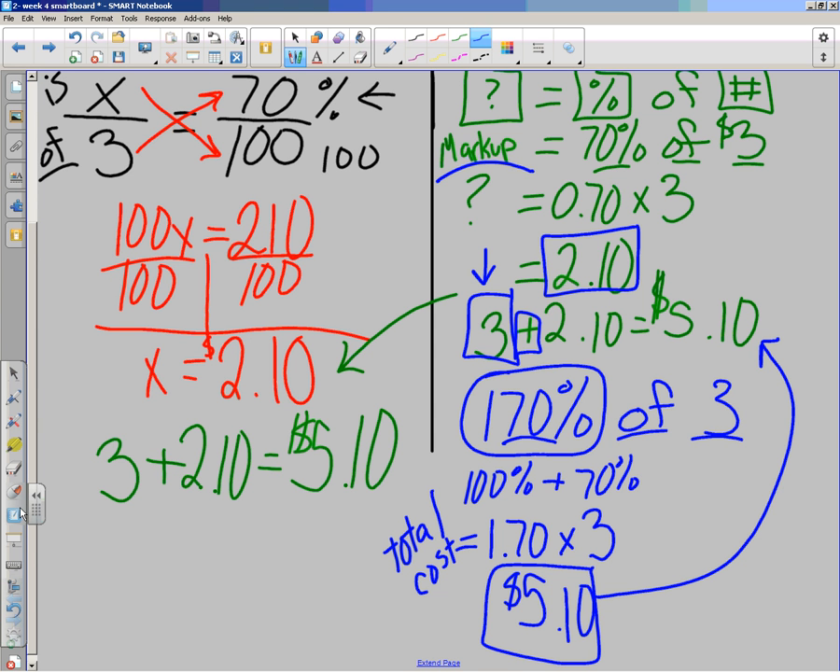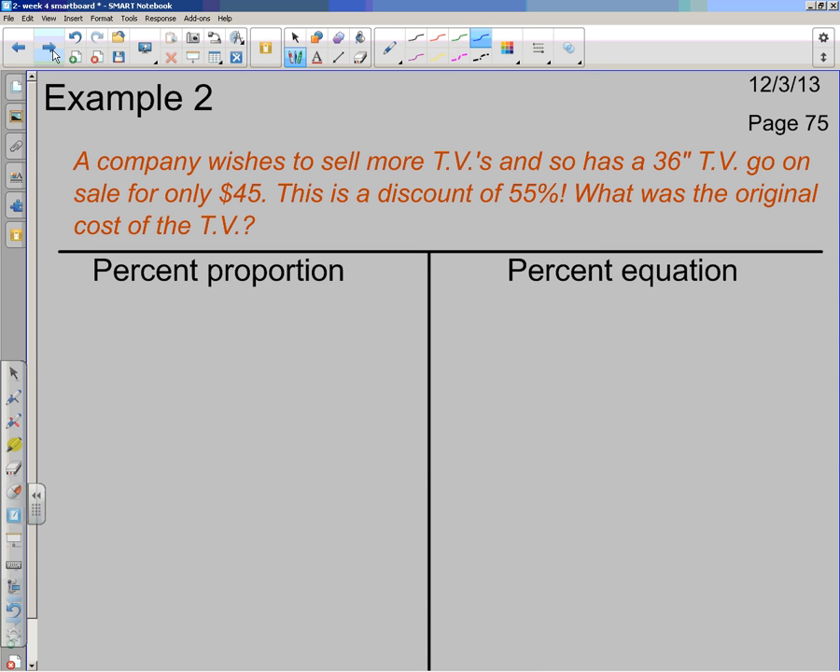Let's look at another question, except instead of a markup, it's going to be a markdown question. You can do this on page 75. And we're talking about TVs. A company wishes to sell more TVs and so has a 36-inch TV go on sale for only $45. This is a discount of 55%. What was the original cost of the TV? All right, first thing to notice, this 36-inch measurement here does not matter. That is extra information put into the problem to confuse you.